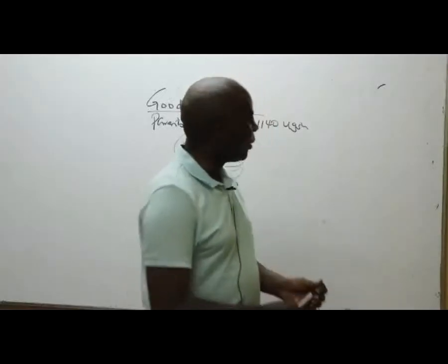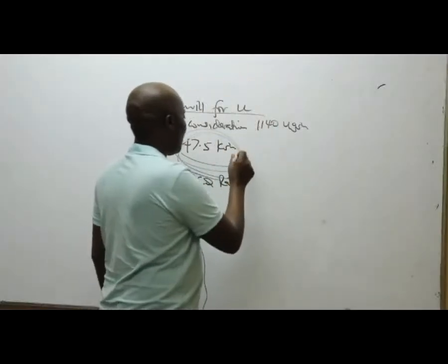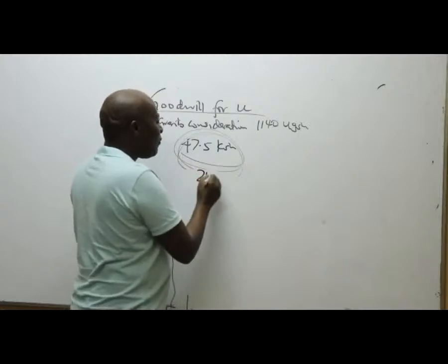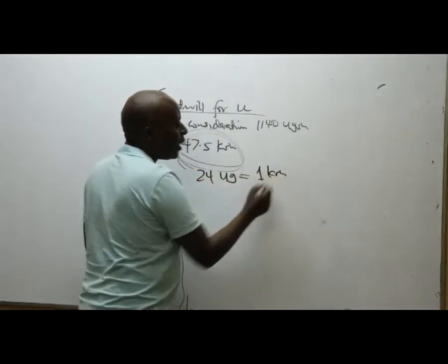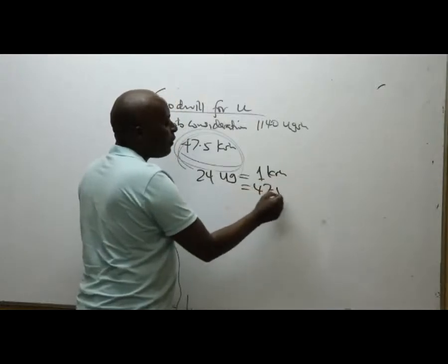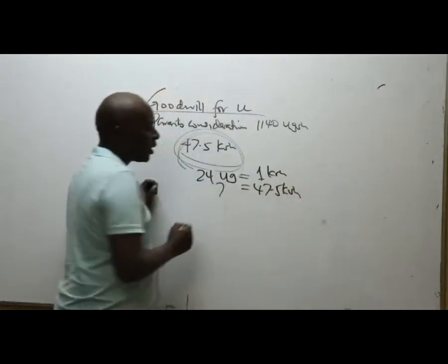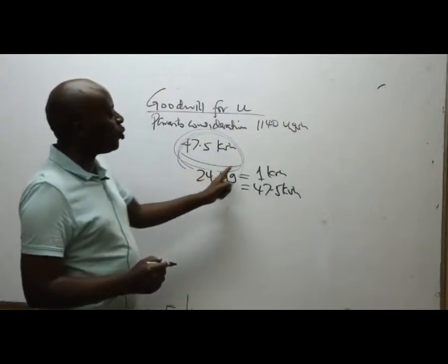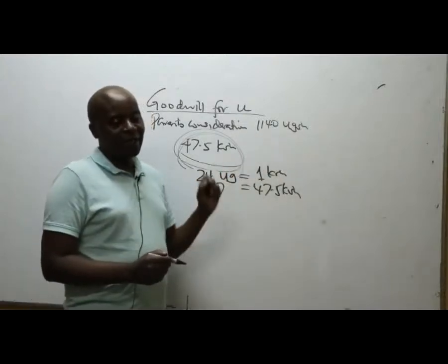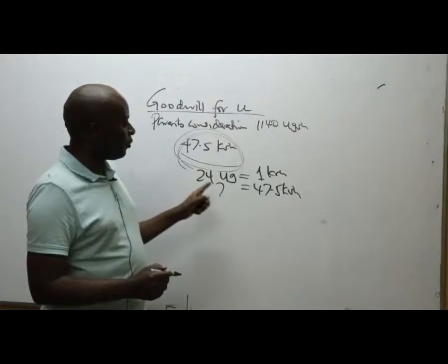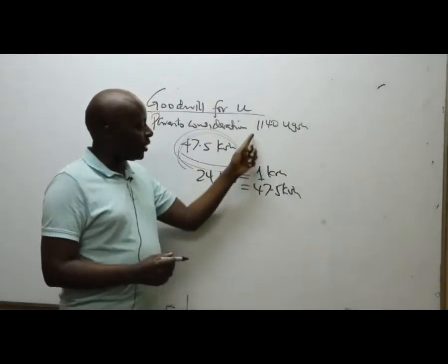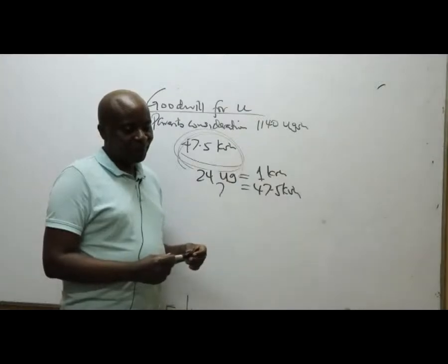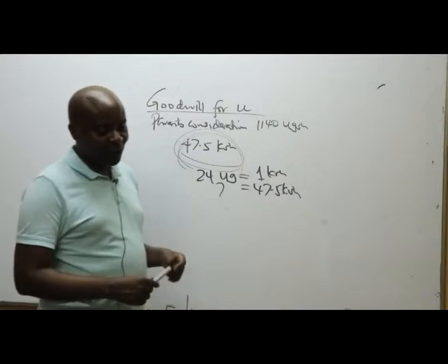Remember, it is 24 Uganda shillings equals 1 Kenya shilling. So how much will 47.5 Kenya shillings translate to in terms of Uganda shillings? Can somebody do this multiplication for me? What is this times this? Somebody confirm that 1140 is correct. It's 1140. Thank you very much, Penina.